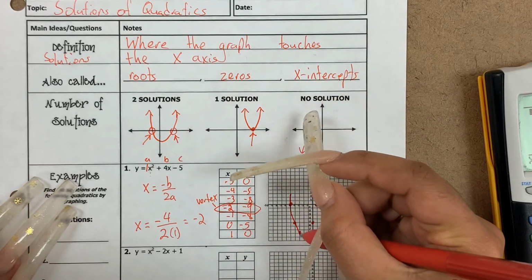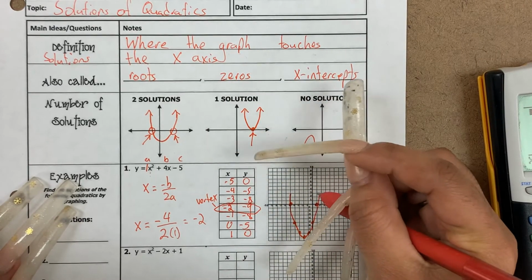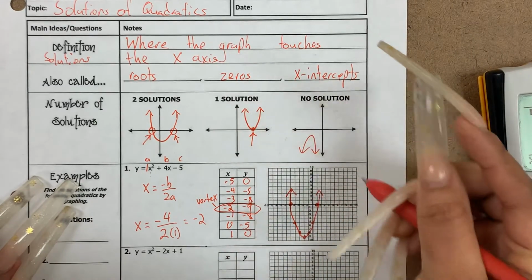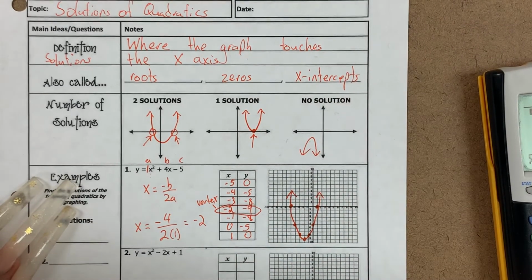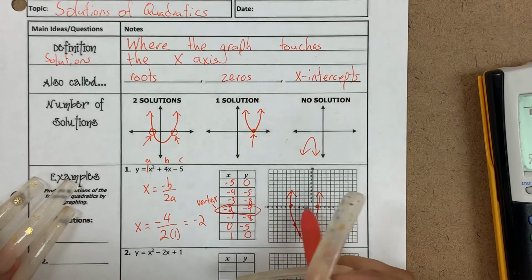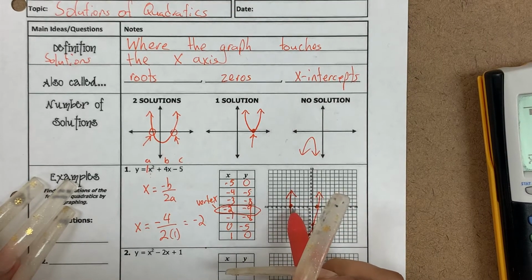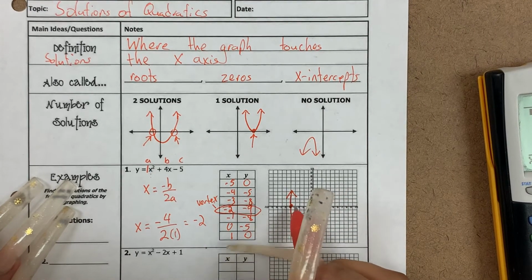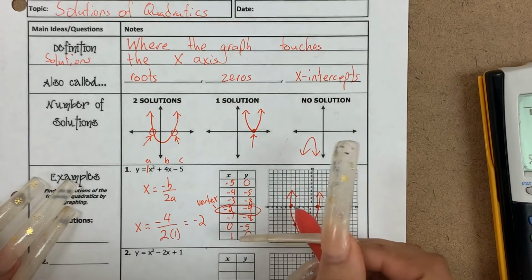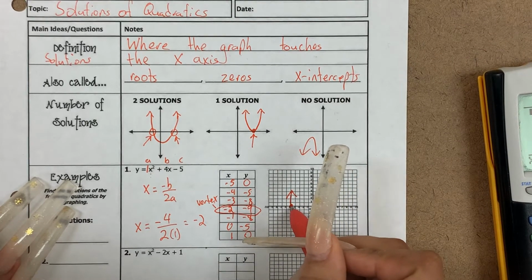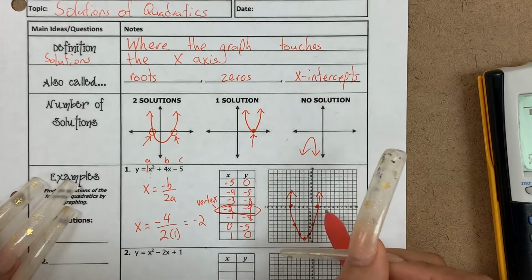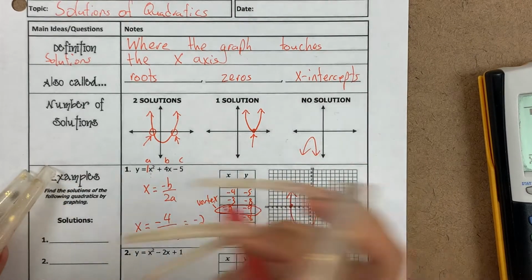Then I'm going to connect them and draw an arrow. The points where they intersect are at -5, 0, and 1, 0.